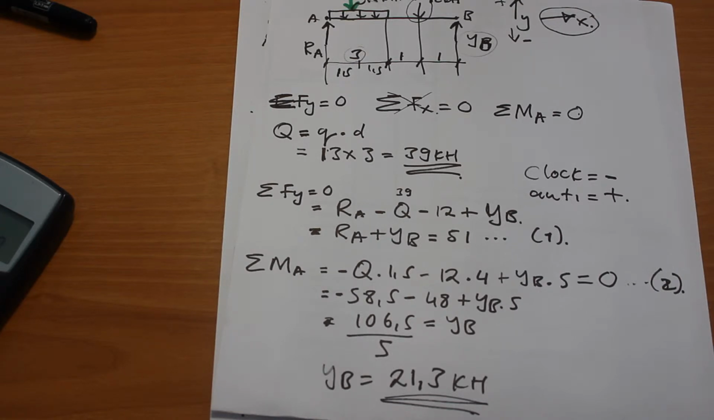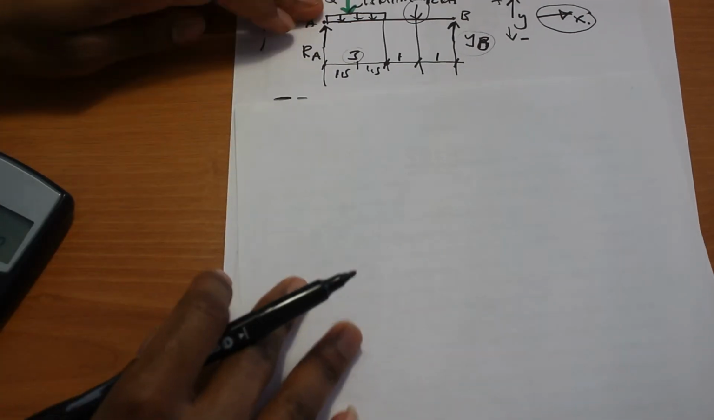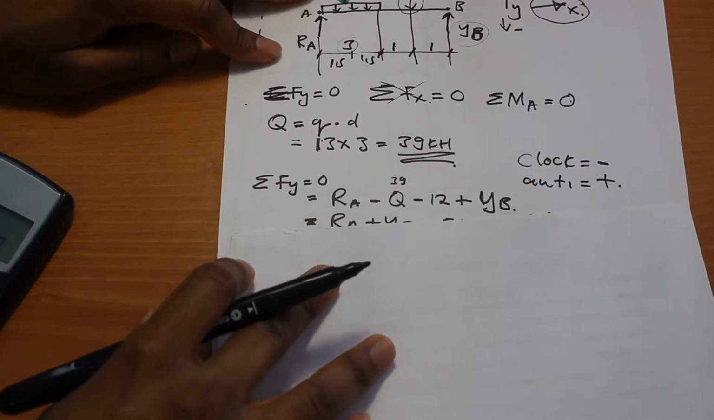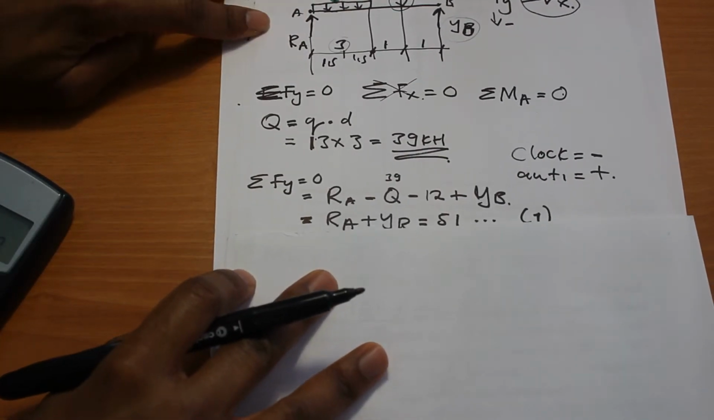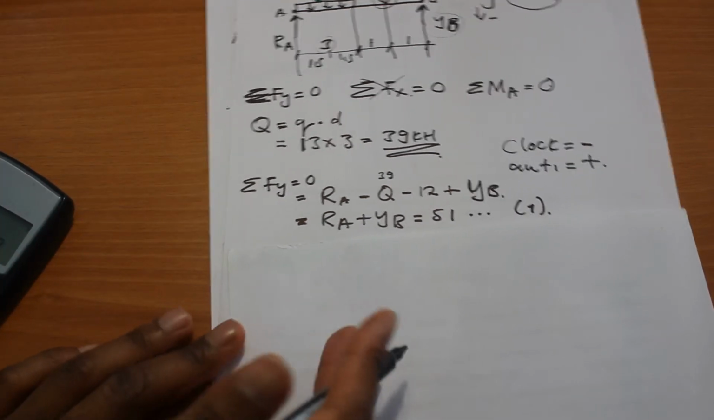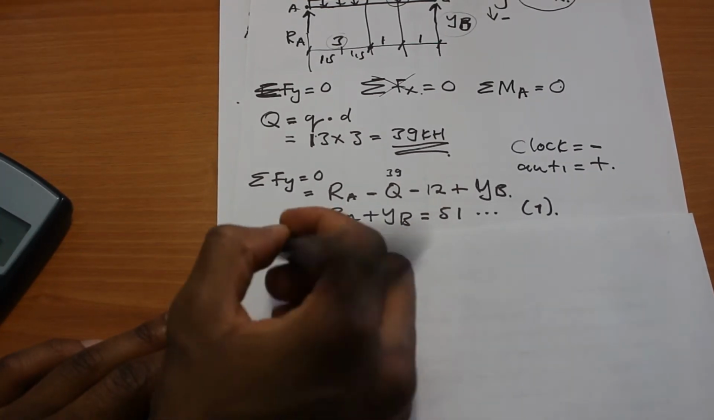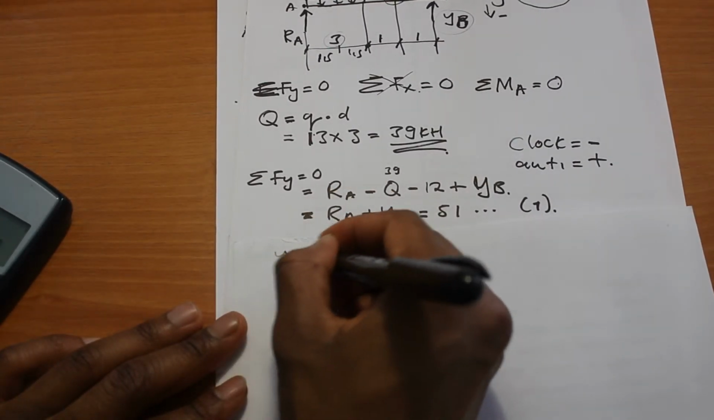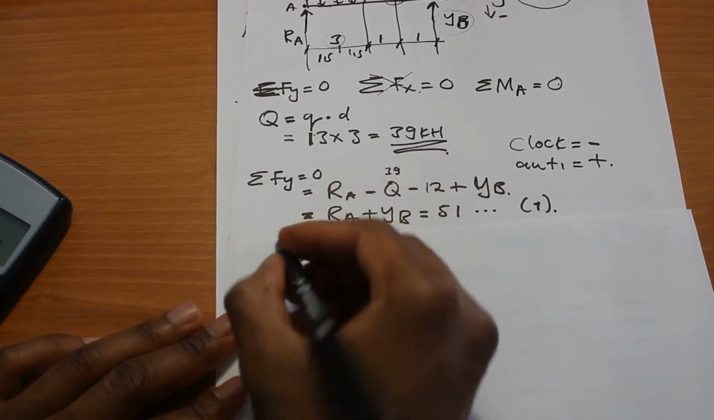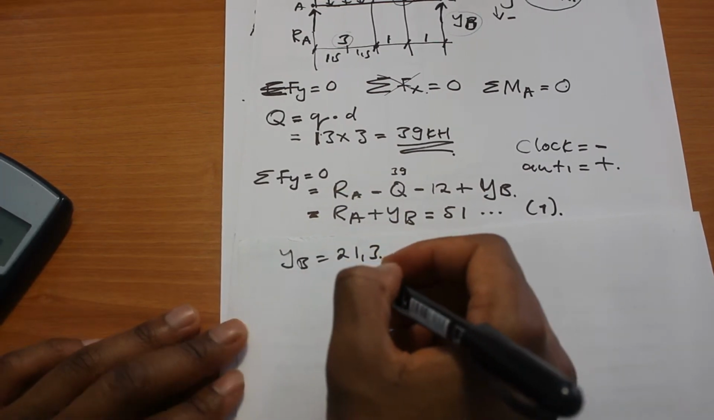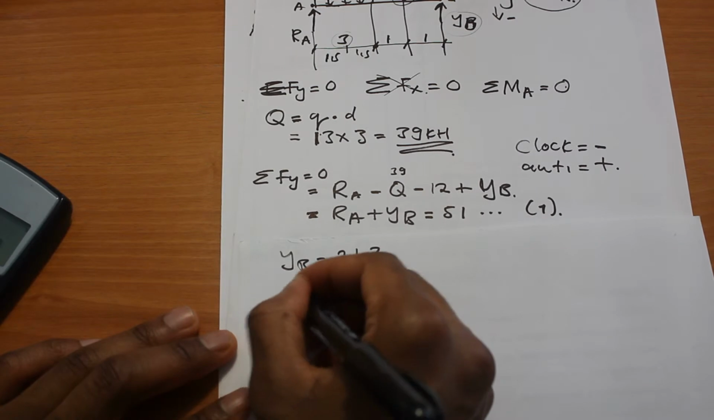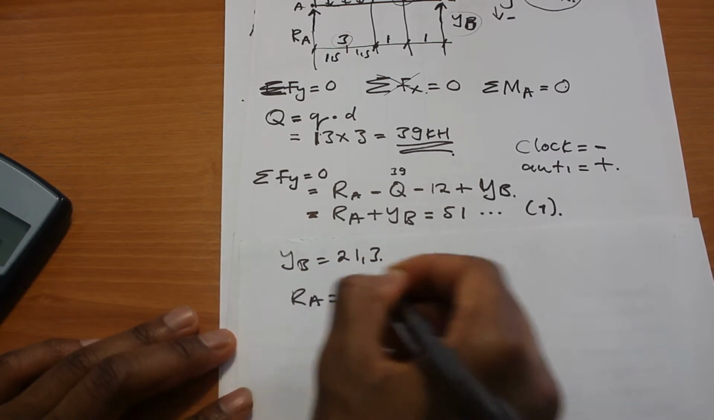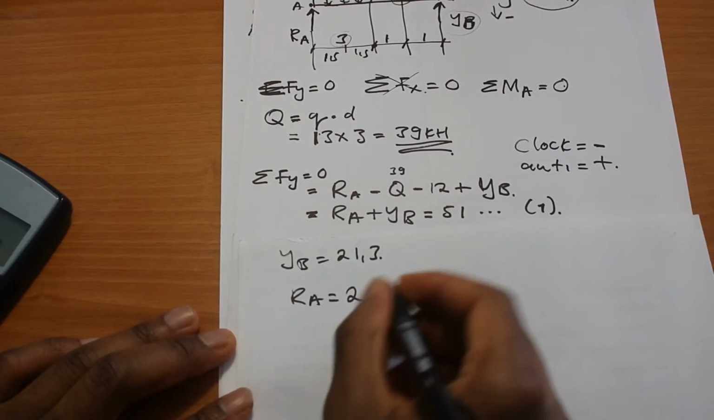So basically, what this tells us is that for us to find RA, remember we made this first equation for RA, where we're saying RA plus YB is equal to 51. So having known that YB is equal to 21.3, I can comfortably replace this YB into this equation and obtain RA is equal to 29.7 kilonewtons as well.